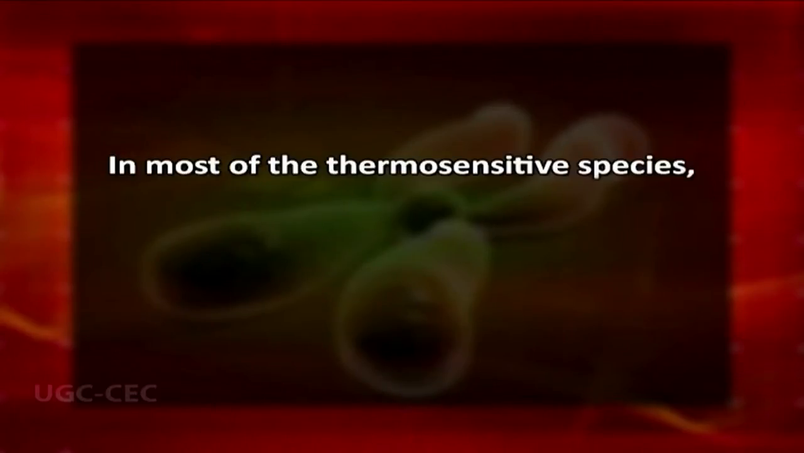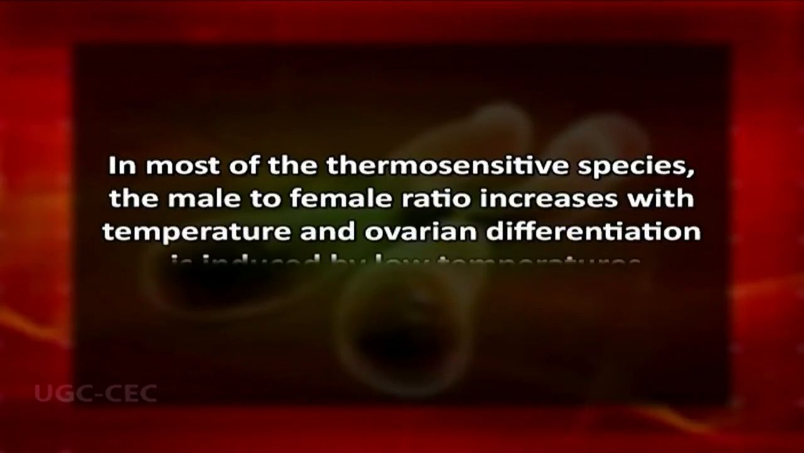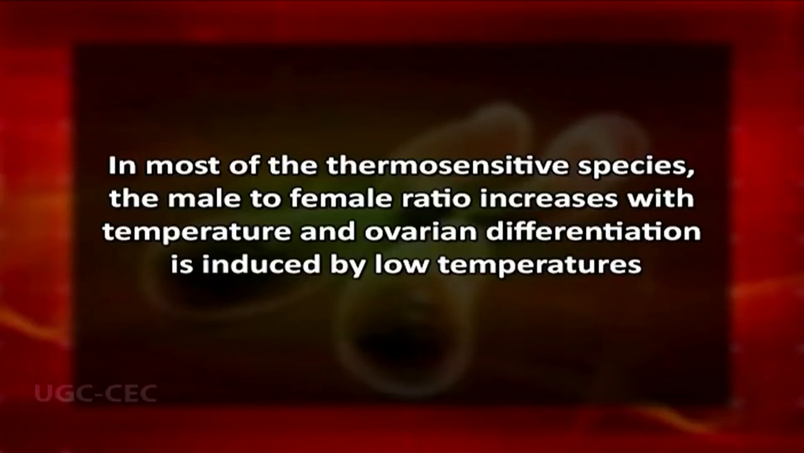Now, let us discuss different patterns of environmental sex determination. Number one is the influence of temperature. Similarly to what has been encountered in reptiles and amphibians, three main types of responses to temperature have been reported in fish. In most of the thermosensitive species, the male-to-female ratio increases with temperature and ovarian differentiation is induced by low temperatures.